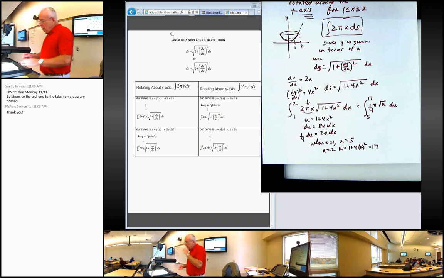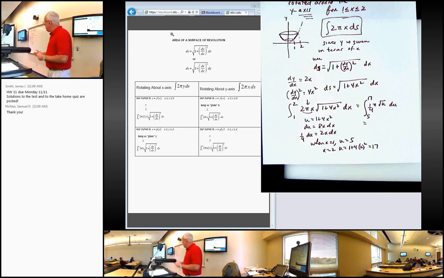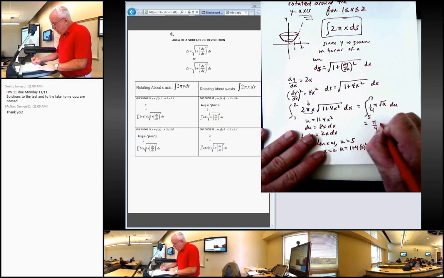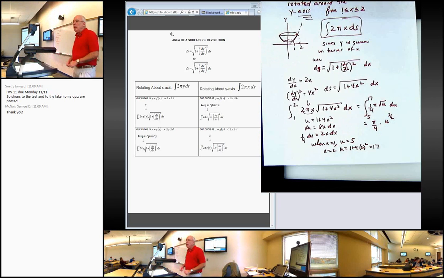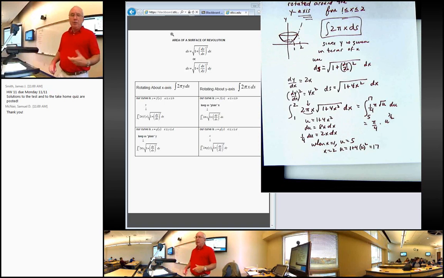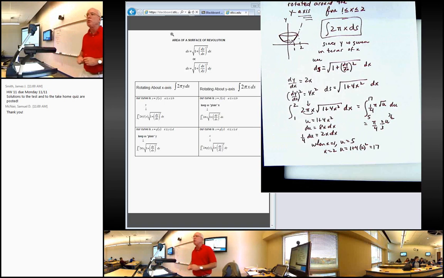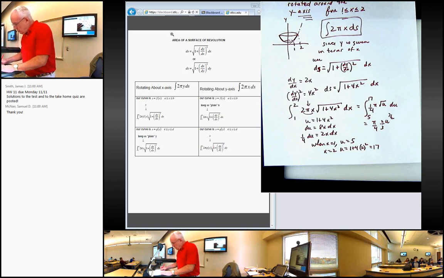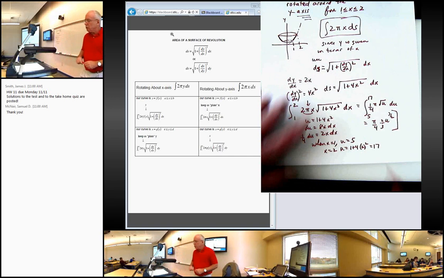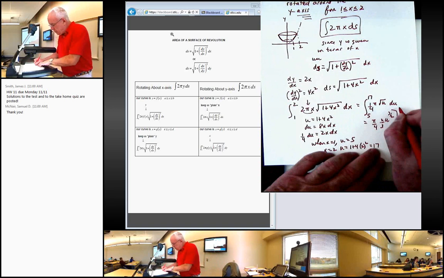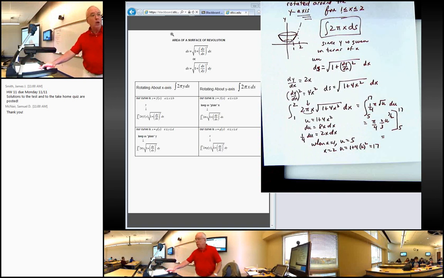All right. So this is an easy antiderivative to get. We're going to have pi over 4 times u to the 3/2 power, and it's going to be divided by 3/2, but that's the same as just multiplying in front by 2/3. So pi over 4 times 2/3 times u to the 3/2, and we have our limits of integration 5 to 17.